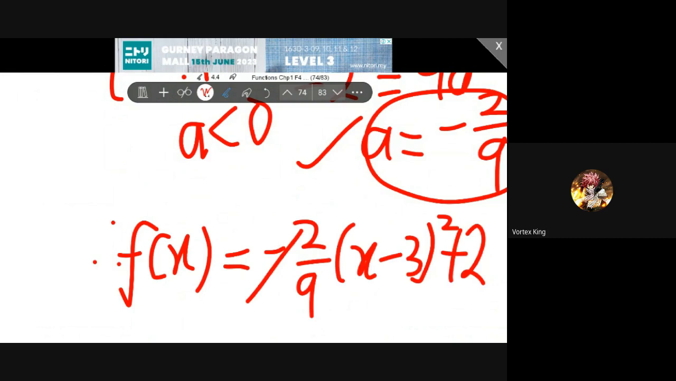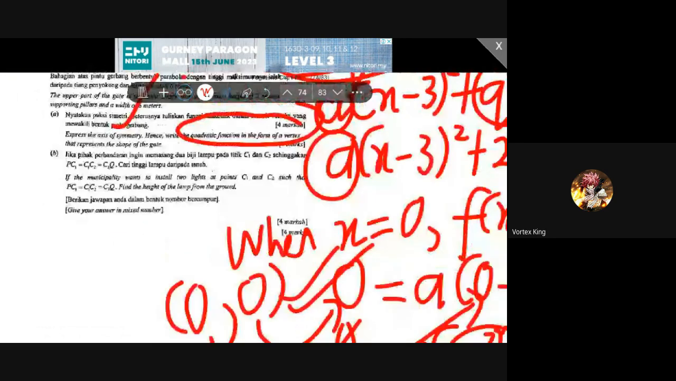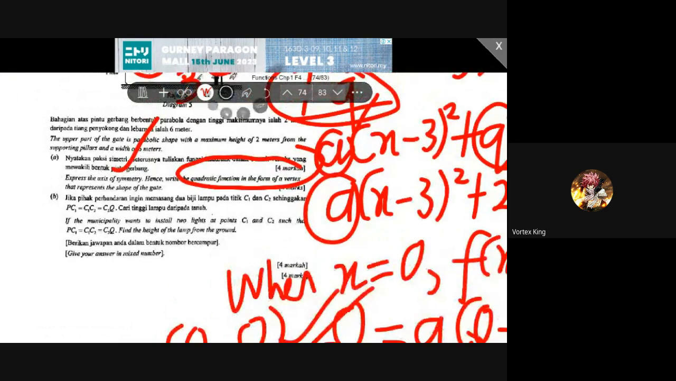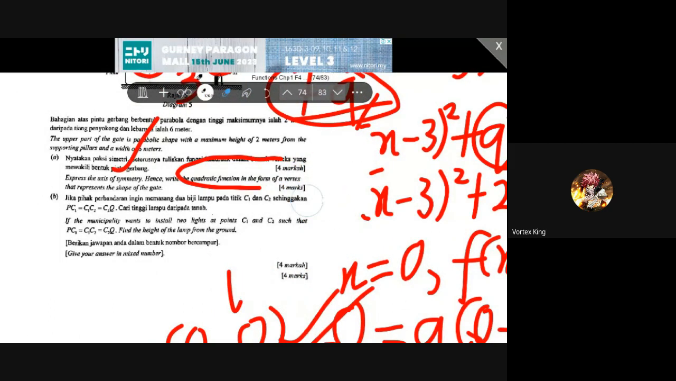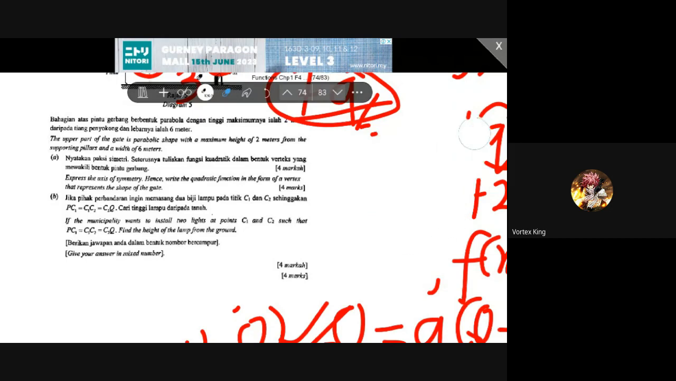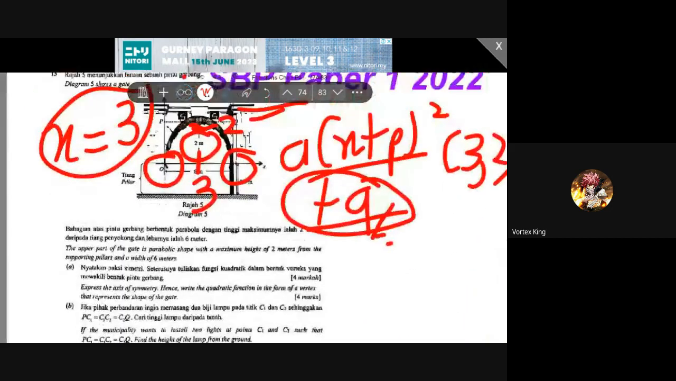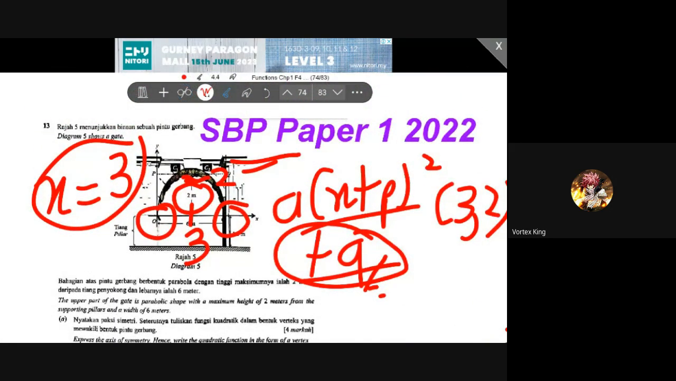So dah solve soalan A. Soalan B ni lebih mencabar sikit. A bit only, not that tough. Sebab dia nak faham situasi gate ni. They want you to understand the gate. Dah, saya kena padam ni. Baru kamu boleh lihat.